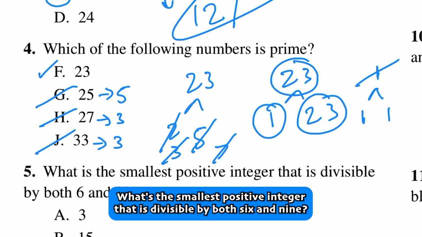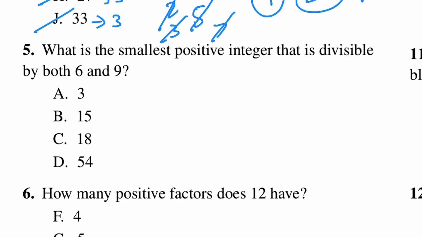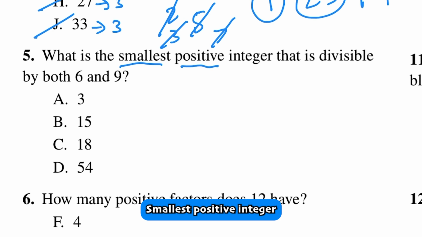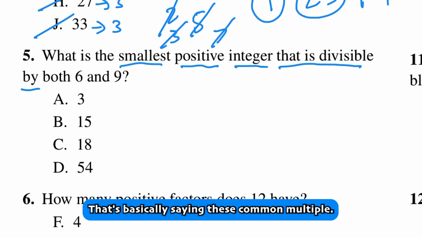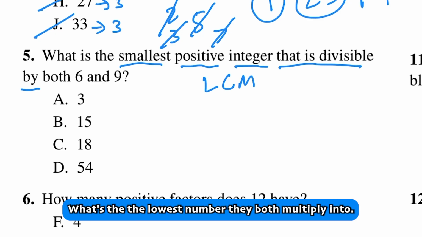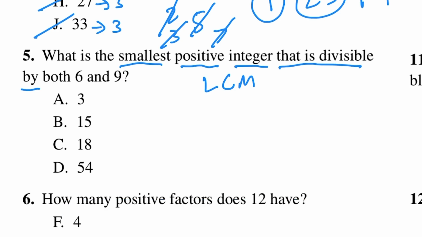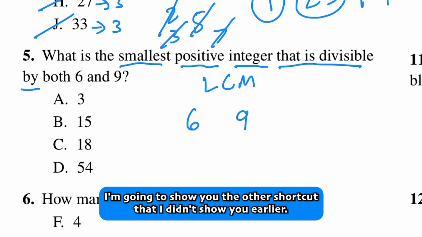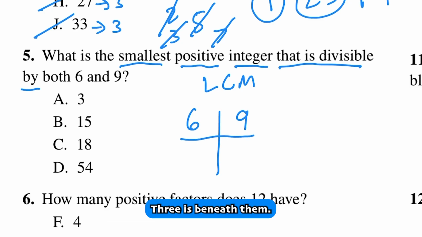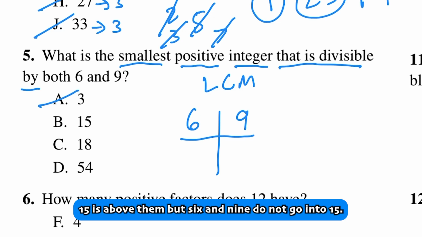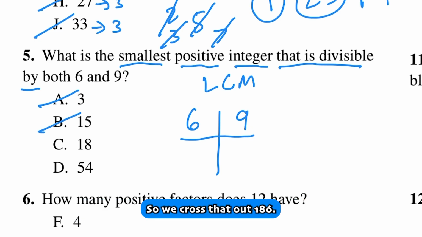What's the smallest positive integer that is divisible by both 6 and 9? Smallest positive integer that is divisible by. That's basically saying least common multiple. What's the lowest number they both multiply into? So 6 and 9. I'm going to show you the other shortcut that I didn't show you earlier. 3 is beneath them, so that can't be it. 15 is above them, but 6 and 9 do not go into 15, so we cross that out.